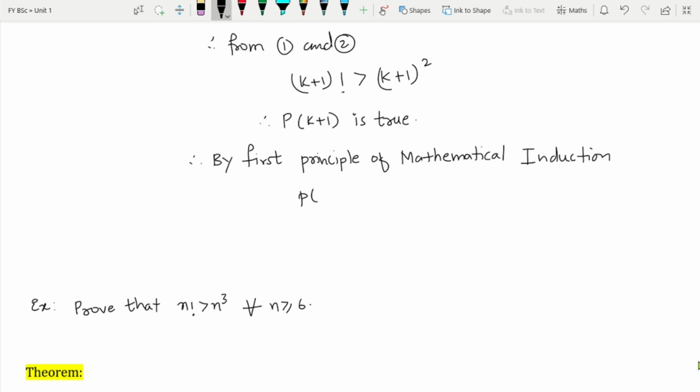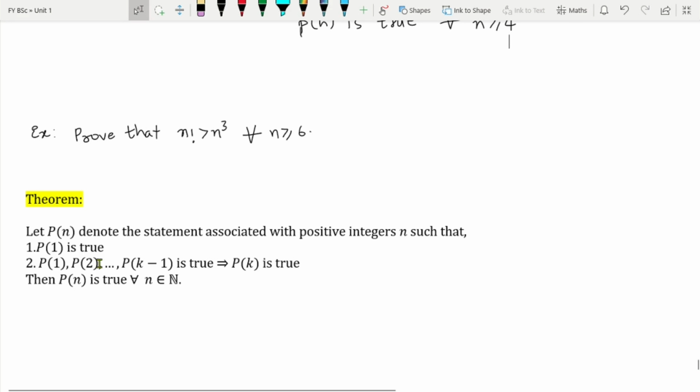Now this example, n factorial is greater than n cube for all n greater or equal to 6, I leave it to you. This is for homework, so send me the solution on WhatsApp, and from the next class onwards we are going to start with the second principle of mathematical induction, or sometimes it is also called the strong principle of mathematical induction. So we'll stop here for today. Thank you.